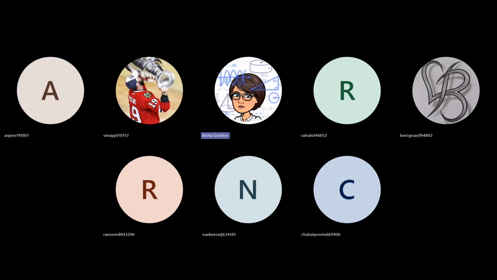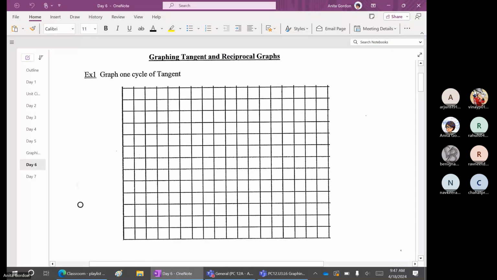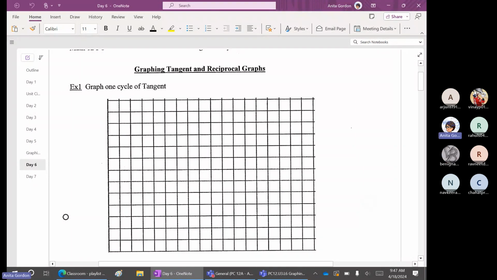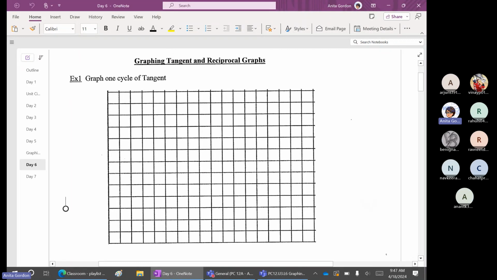So today's lesson is graphing tangents and all of the reciprocal graphs. Okay, so in example 1, we are going to graph tangents. Again, we're going to focus on the base function of tangents.